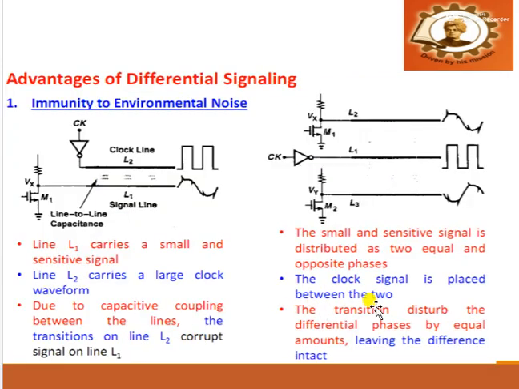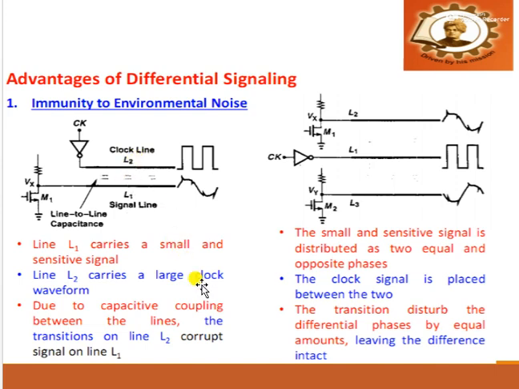Next, we move on to some advantages of this differential signaling. First one is that we have some immunity to environmental noise. So from this figure it is clear that line 1 carries a small and sensitive signal, and line 2 carries a large clock waveform. Due to some capacitive coupling between these two lines, there will be some crosstalk. So that means line 1 may be affected by line 2.